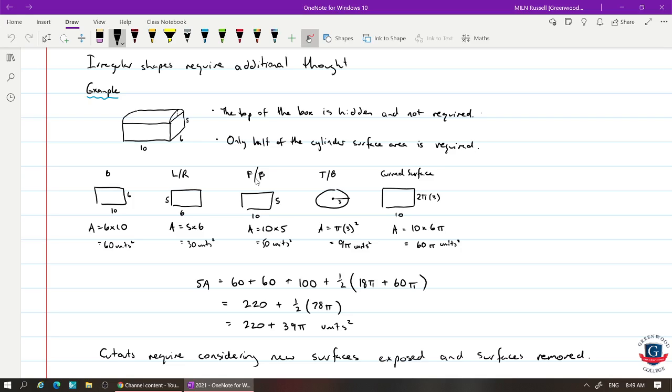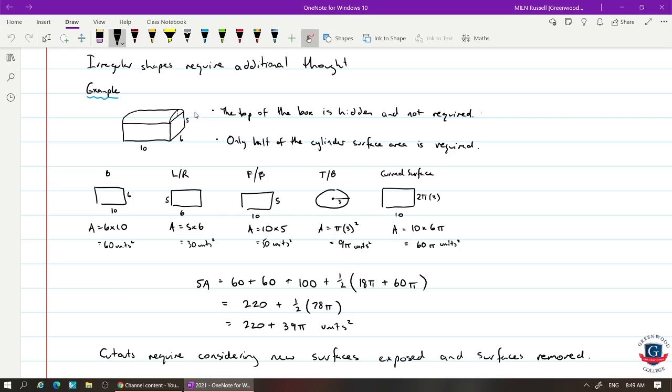The front and back, the left and right, oh yeah, front and back, 10 times 5. There it is there. Then we can look at the cylinder. We're going to need half of the cylinder, but we'll calculate all of the cylinder and halve it at the end because that's easier. Top and bottom, the radius we know from here, if that whole width is 6, half of it's going to be 3. Pi r squared, 3 squared is 9, 9 pi units.